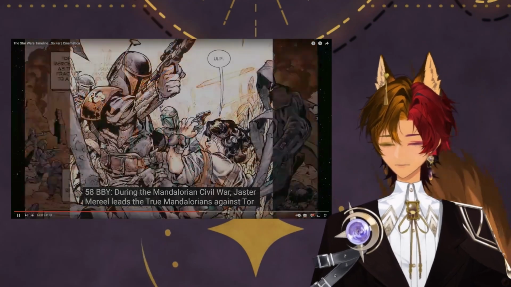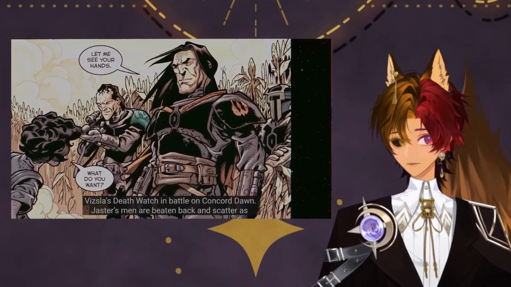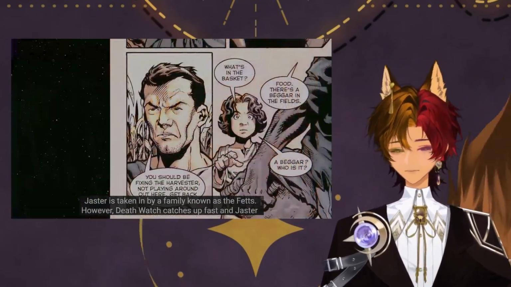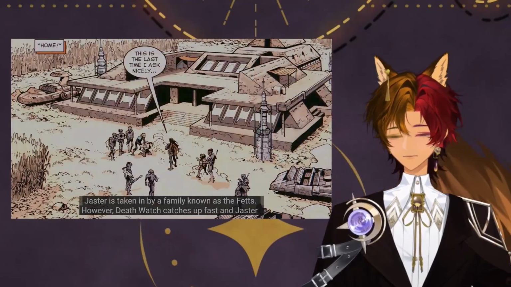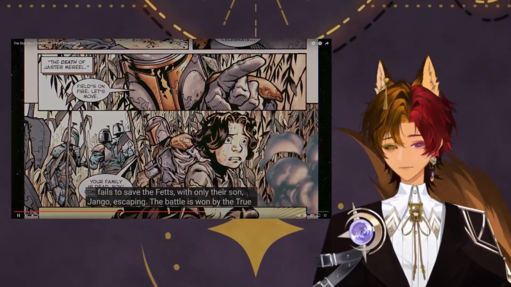In the Civil War, Jaster Mereel leads the true Mandalorians against Tor Vizsla's Death Watch in battle on Concord Dawn. Jaster's men are beaten back and scatter as Jaster is taken in by a family known as the Fetts. However, Death Watch catches up fast and Jaster fails to save the Fetts, with only their son Jango escaping.